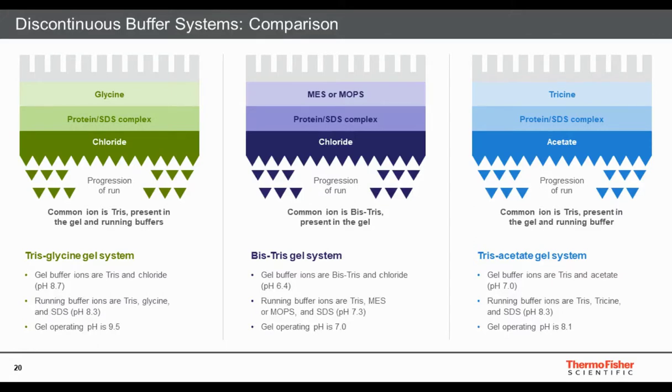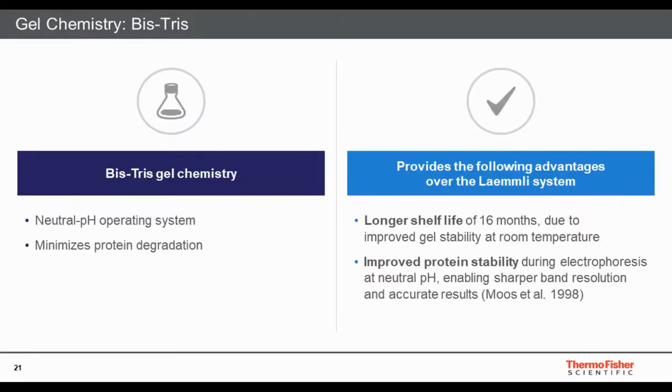The Tris-Acetate system includes Tris and acetate ions in the gel buffer, which has a pH of 7.0. The running buffer ions are Tris, Tricine, and ionic detergent SDS with pH of 8.3. The gel operating pH is 8.1, which is slightly alkaline, but not as much compared to the Tris-Glycine system. In the next few slides, I'll discuss the different gel chemistries of precast gels and their advantages.